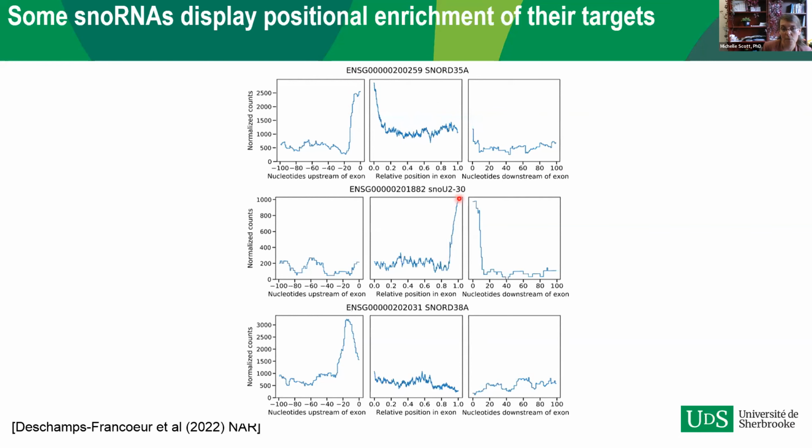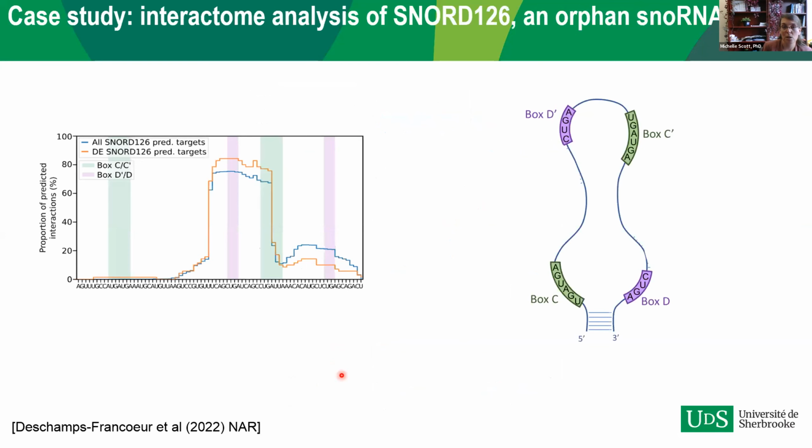This snoRNA has a preference for 5' splice sites, and this snoRNA would have a preference for polypyrimidine tracts and branch points. So we characterized in more detail some specific snoRNAs and their targets. I don't really have time to talk in more detail about those. I'll just mention one of them, SNORD126.